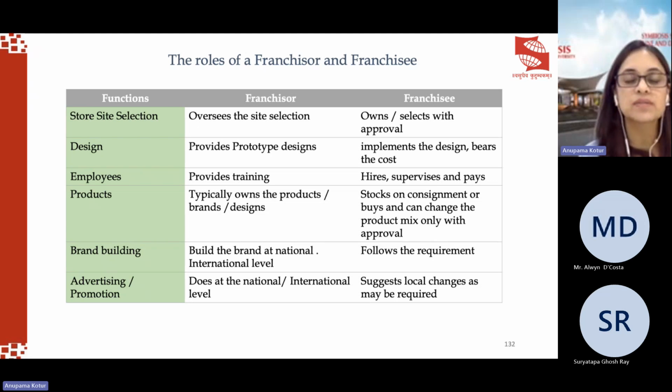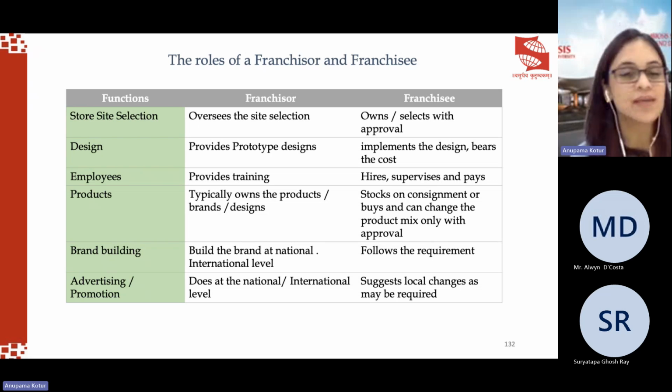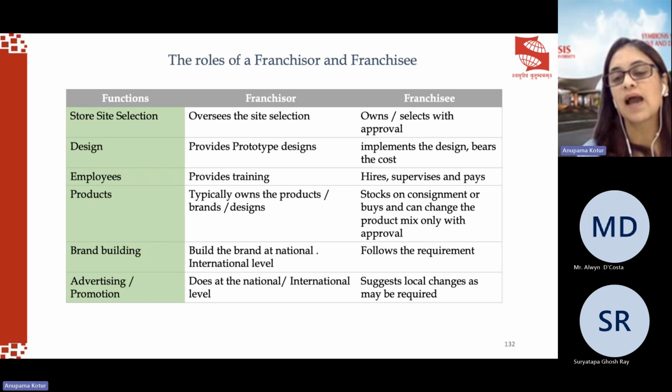Products are typically owned by the franchisor. It could be the trademark, the logo, the secret recipe, the design, brand, everything is owned by the franchisor. Franchisees, of course, get the license to use the trademark and logo, etc. Brand building, in this case, the franchisee has to adhere to the promotional aspects or any brand guidelines that the franchisor has, right? Advertising and promotion.